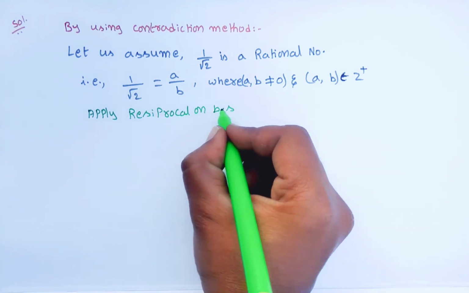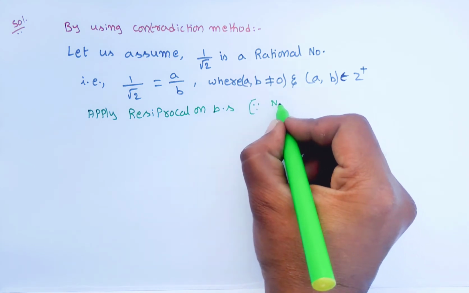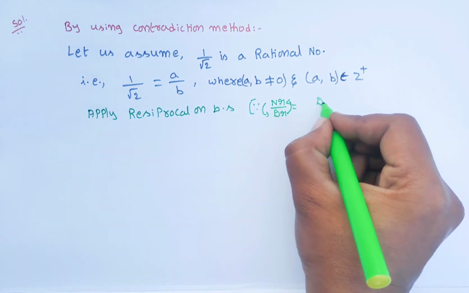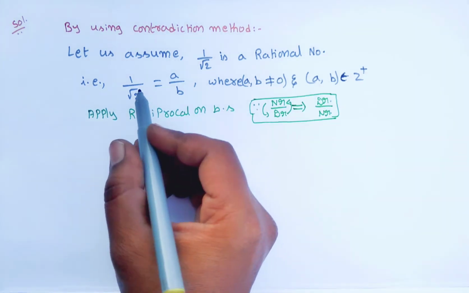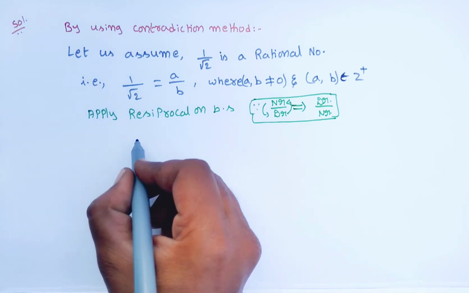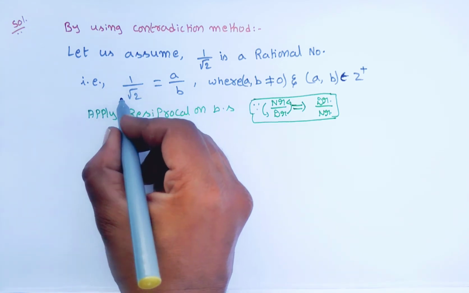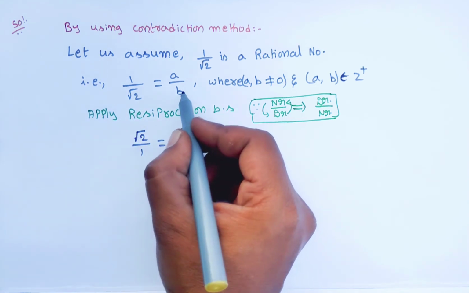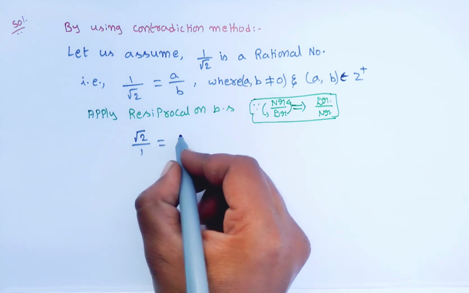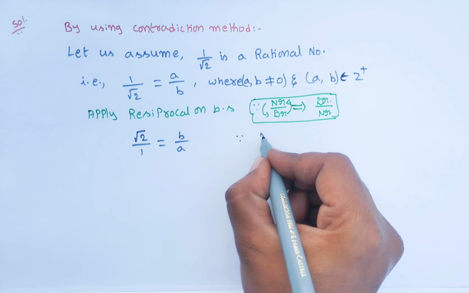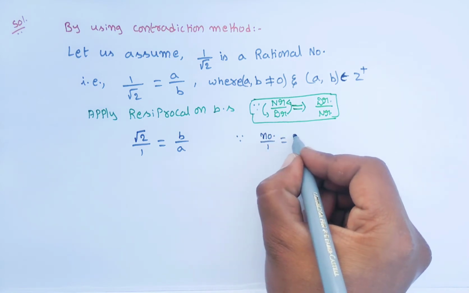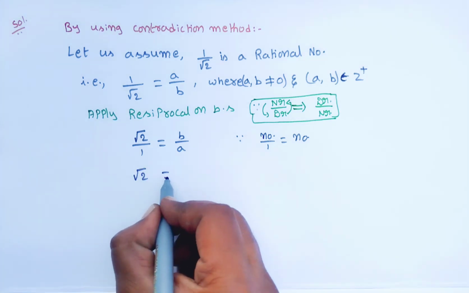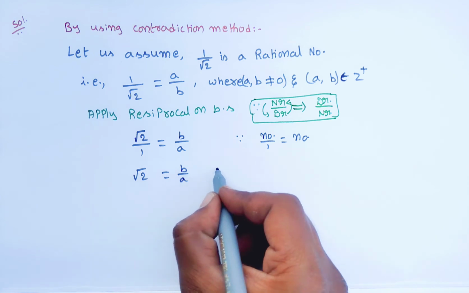What is the meaning of reciprocal here? As in a fraction, numerator by denominator, convert the numerator to denominator and the denominator to numerator. That is, the reciprocal of 1 by root 2 means root 2 becomes the numerator and 1 becomes the denominator. Same as b becomes the numerator and a becomes the denominator. So a number by 1 equals the number. That means root 2 by 1 can be written as root 2, and b by a is written as usual.